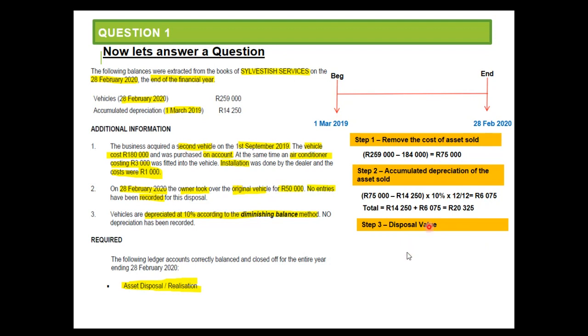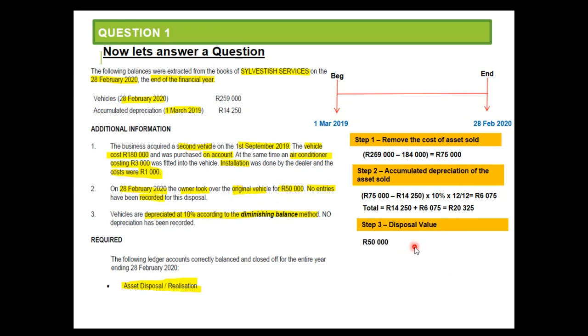If the account was donated, it will be what? Donation. If the account was traded in, it will be what? Creditors control. So you need to be careful, especially when you go to the account. But here I'm going to use the disposal value. The owner took it for how much? For 50,000. That is the value that I'm looking for.